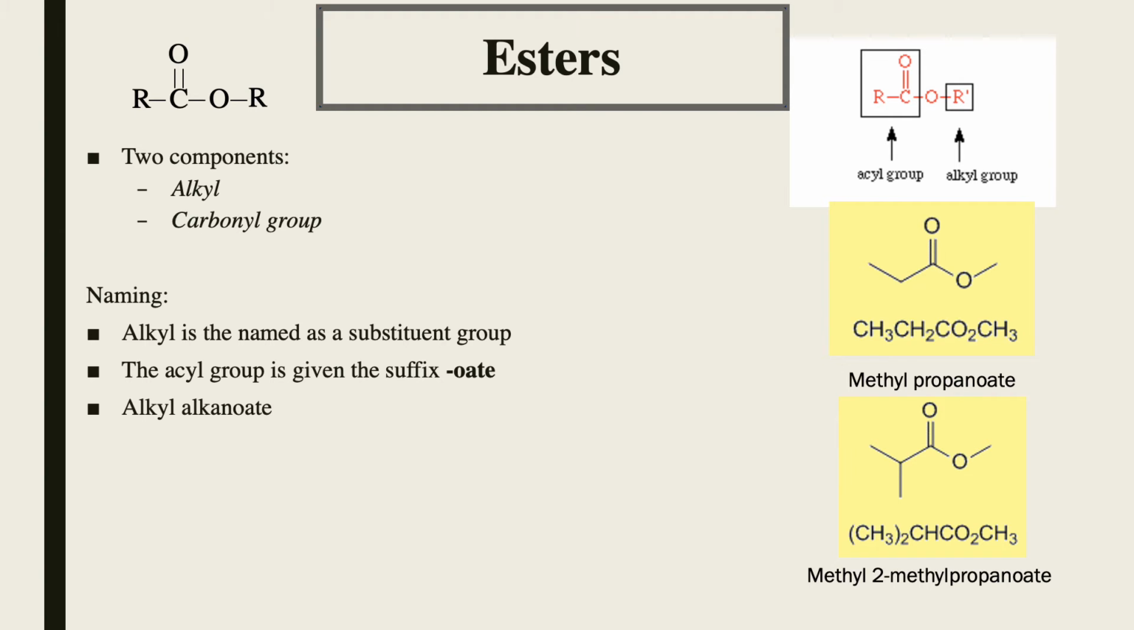So for naming, the alkyl is named as a substituent group. So whatever is attached to the O, we name as a substituent group. And then from the other side, attached to the carbonyl group is going to be what takes the oate ending to it. You can think of it as the main chain, even though this whole thing is the main chain. But here, for example, we have methyl propanoate, so we have 1, 2, 3 carbons, hence the prop. Then we have a methyl group here, 1 carbon, so we're going to have methyl propanoate for the ester.